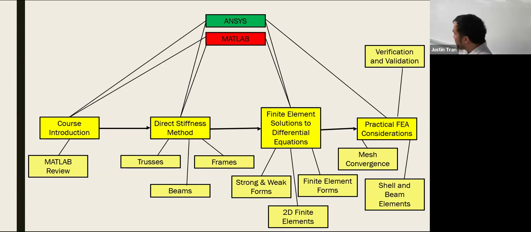So this is very much a theory-based foundational class in FEA. We don't focus that much on the application. If you're more interested in learning about ANSYS, I have another 500-level FEA course, 540, that focuses exclusively on ANSYS. But this course is a bit different because we focus more on the theoretical background.